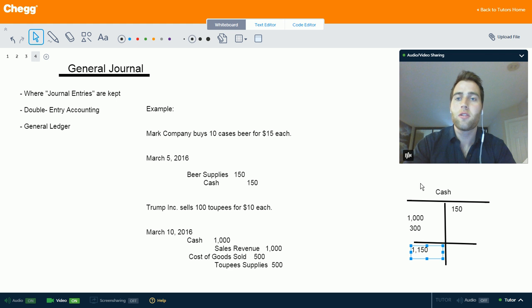Okay, so that's it for the general journal right now. To recap, general journal is where all the journal entries are kept. There always needs to be at least one debit, at least one credit. There's going to be a date and dollar amount. And then this down here is a T account. They're going to have at least one T account for every single account in a business.